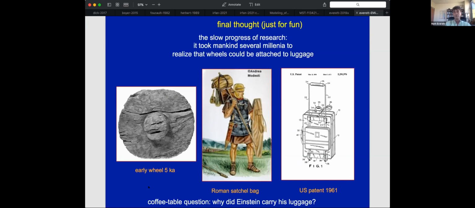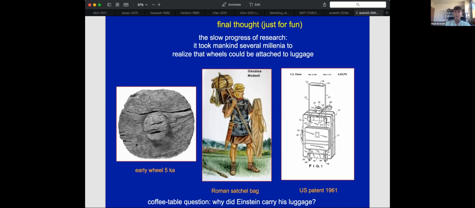My coffee table question for you, as you meet your colleagues via Zoom or hopefully in person and you can discuss things, is the question, why did Einstein carry his luggage? I mean, he was a smart guy, right? Presumably he carried his luggage around and presumably sometimes it was substantially heavy and uncomfortable.